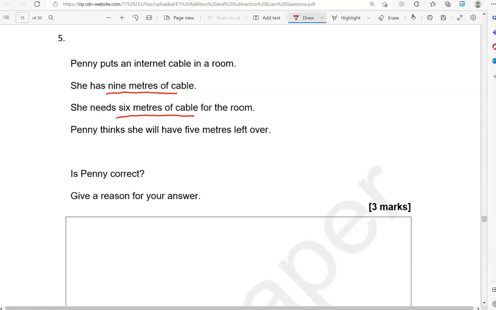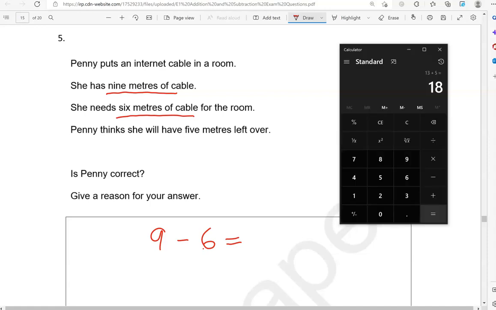So left over means we're going to subtract. So she's got 9 meters. She only needs 6 meters. So what is left over? So 9 take away 6. So 9 take away 6 equals 3.